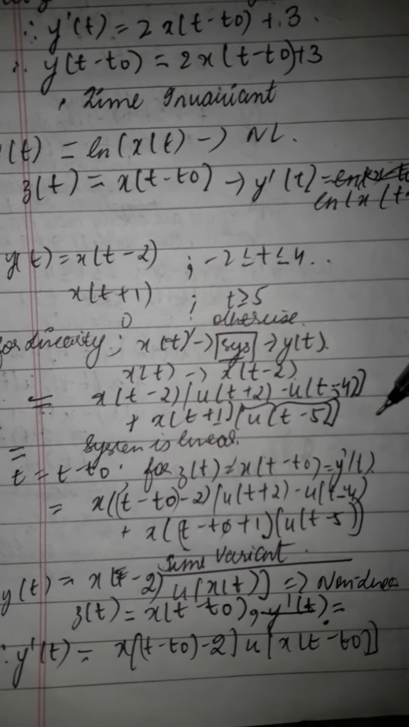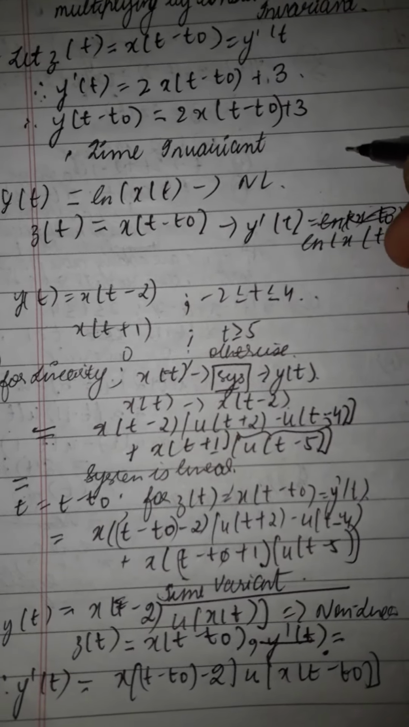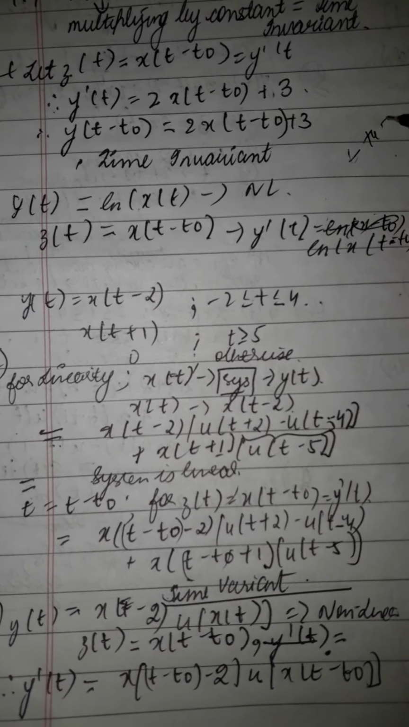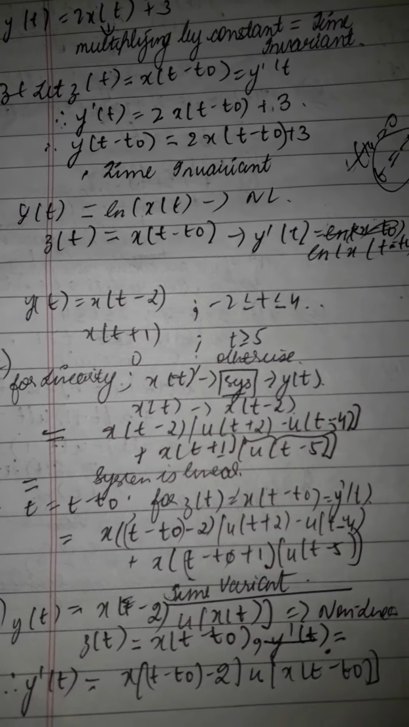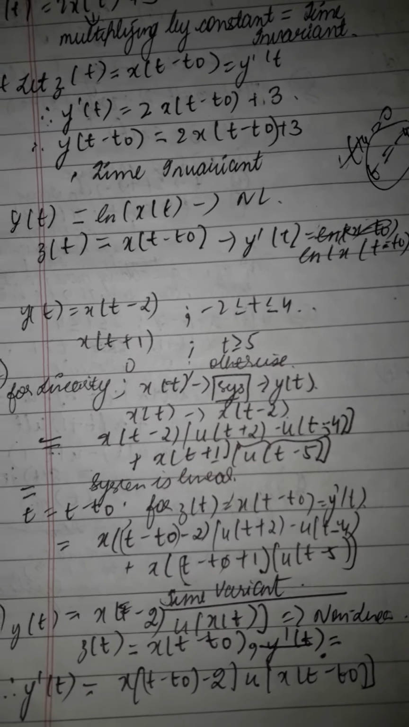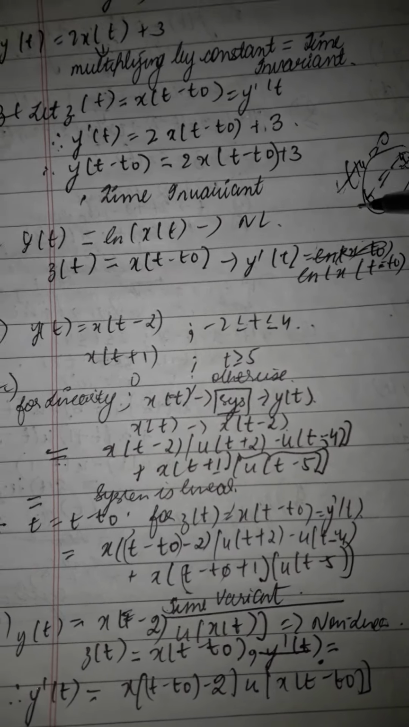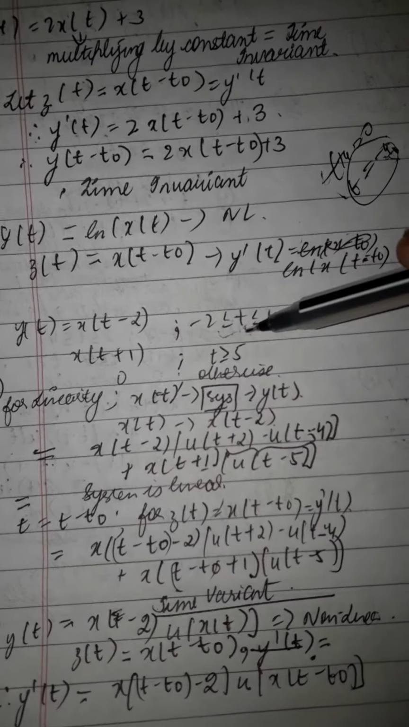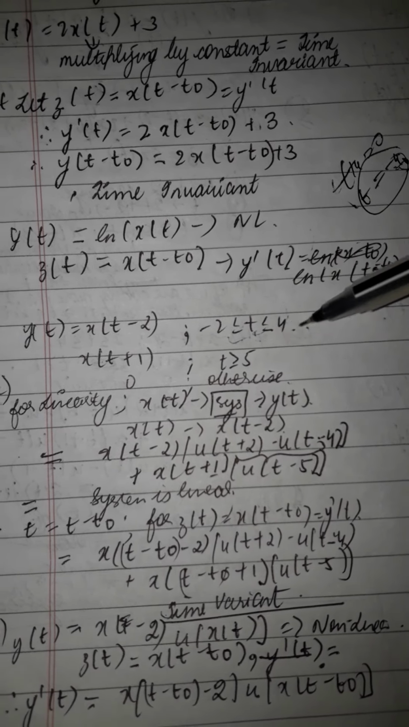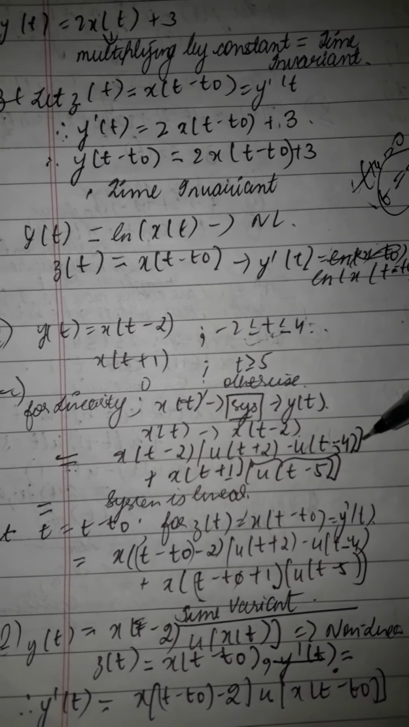Because u(t+4) will give us t plus 4 equals 0. If we say that, then t is equal to minus 4. We don't need a value less than minus 2 in this. According to this equation, we do not need a value less than minus 2. So we need the value in this range only. So that is why we have put u(t-4).